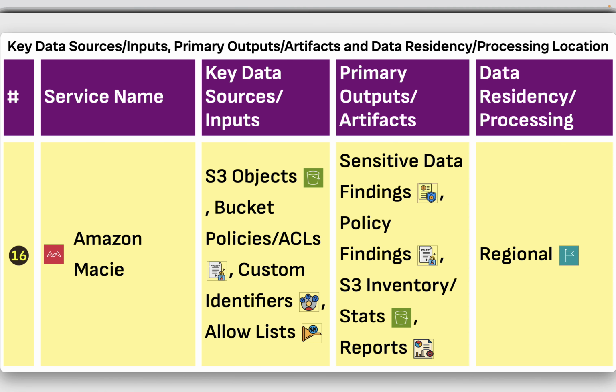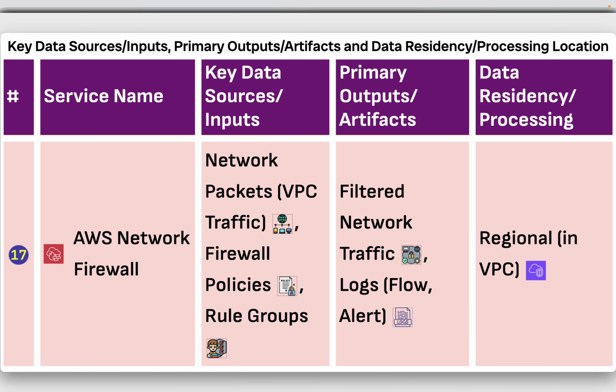Next, we have Amazon Macie. The data sources are S3 objects, bucket policies, ACLs (access control lists), custom identifiers, and allow lists. And the outputs or artifacts that it produces are sensitive data findings, policy findings, S3 inventory, S3 stats, and reports. Residency is regional.